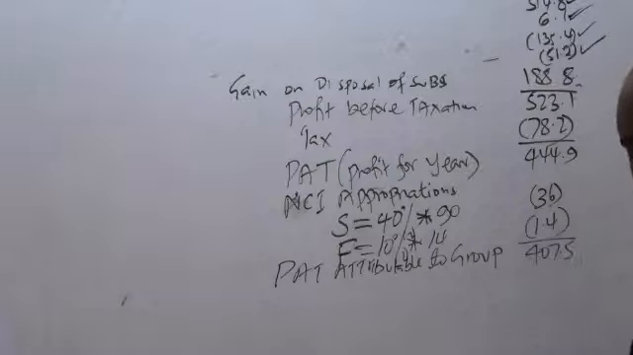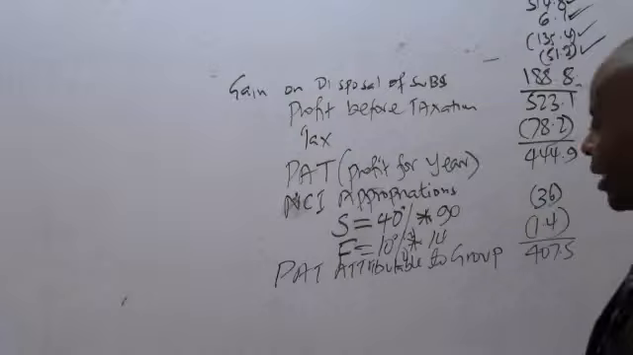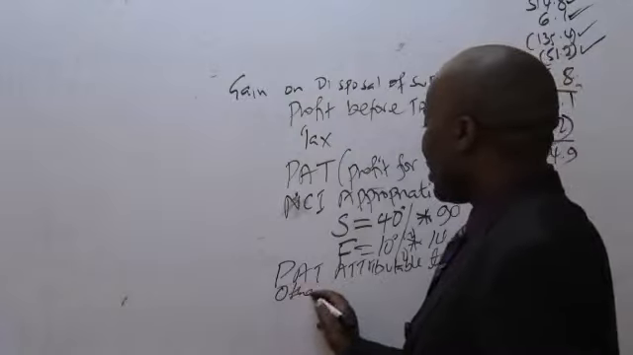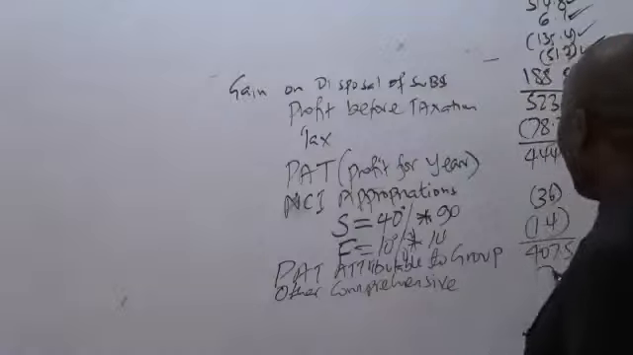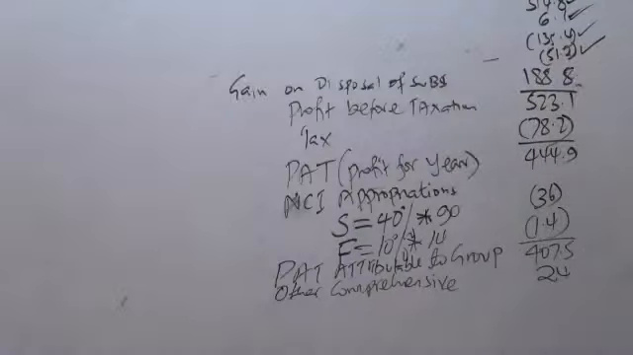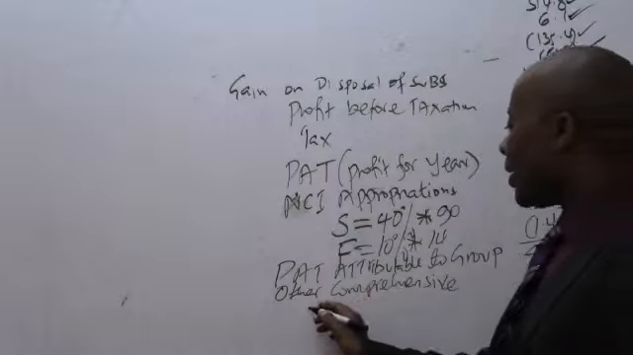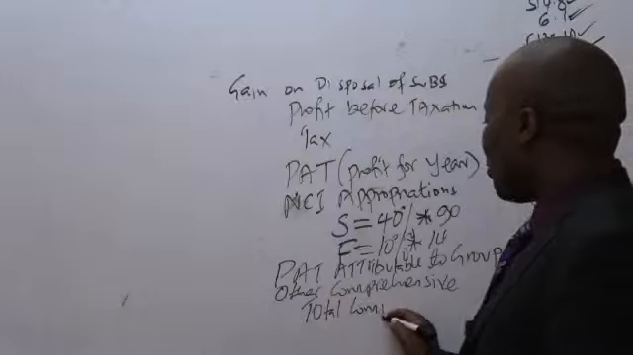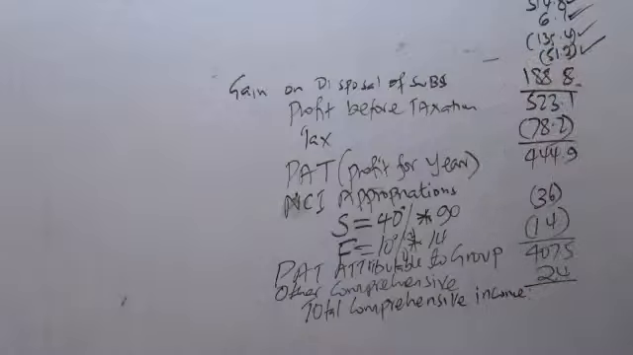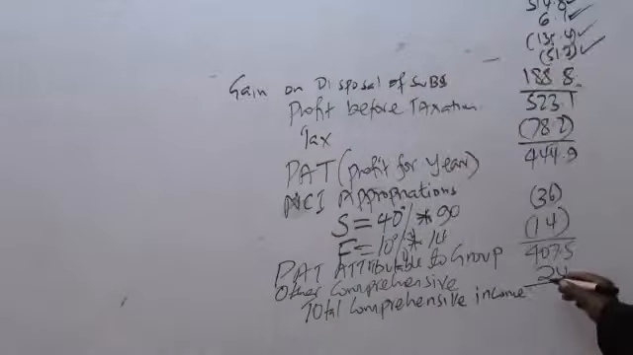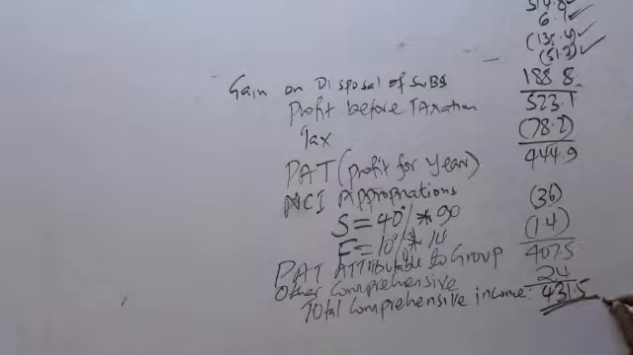407.5. After which, ladies and gentlemen, now remember we have other comprehensive income. Remember, we had already done this figure. If I remember very well, you guys gave me a figure of 24. Other comprehensive income, mlipatia 24, and therefore now we should be able to get the total comprehensive income. You add, and the total comprehensive income is 431.5.